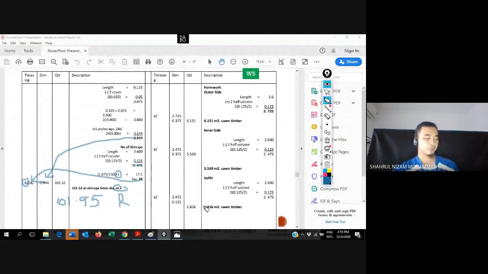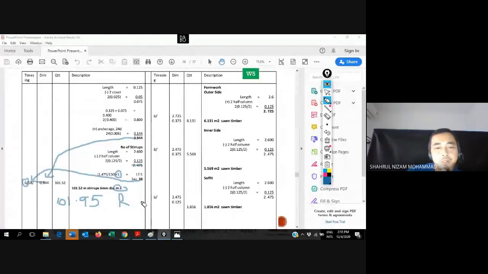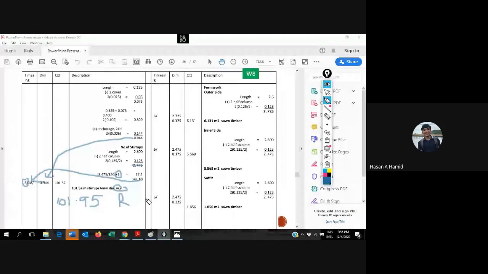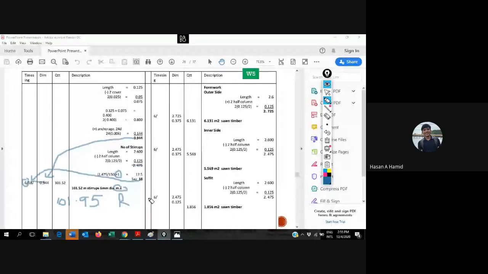Okay, so that's all. Any question? So it's quite difficult. Any question so far for stirrup? Melo, Yasmin, ada soalan? Ada soalan boleh suarakan? Buka mikrofon lah. Melo. Dia tengah type dulu.